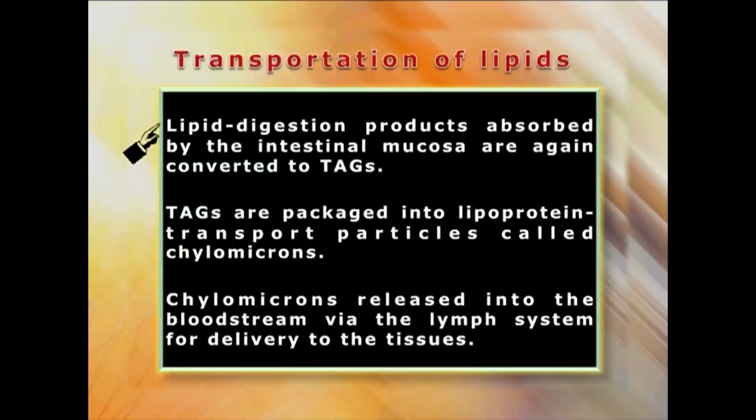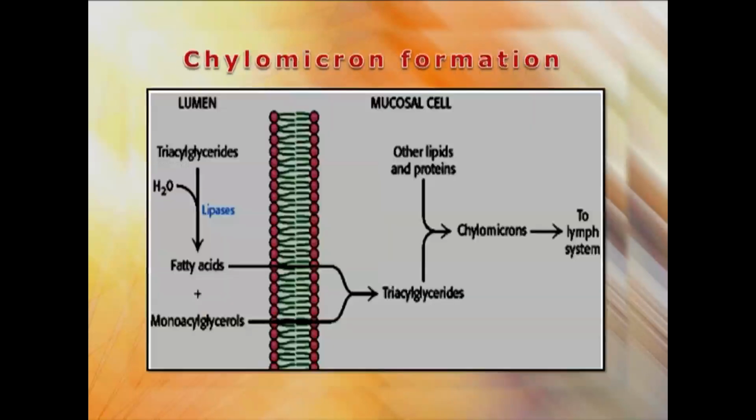After their absorption is completed, the digestion products are assembled to form TAGs once more. And these TAGs, after they are resynthesized from the lipid digestion products, are taken up by the lipoprotein transport particles called the chylomicrons. And these chylomicrons are then released into the bloodstream by the lymphatic system. In this particular slide, we would see how the chylomicrons are formed.